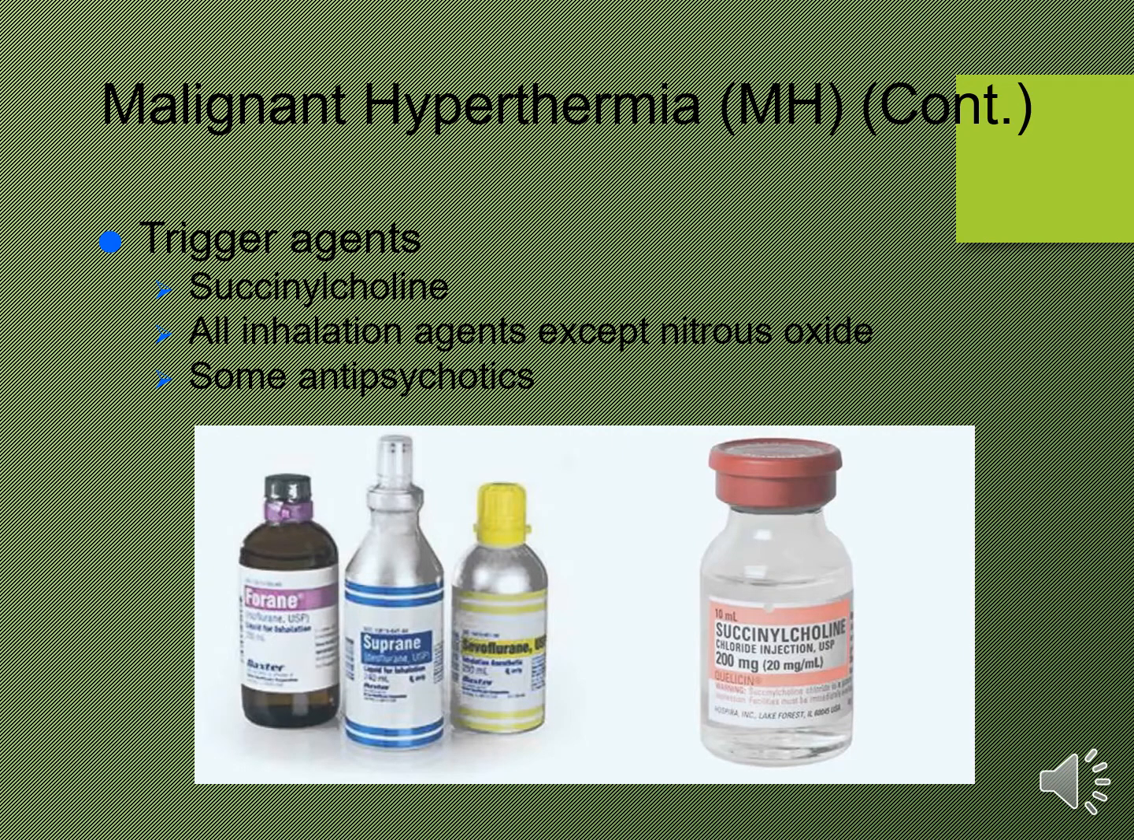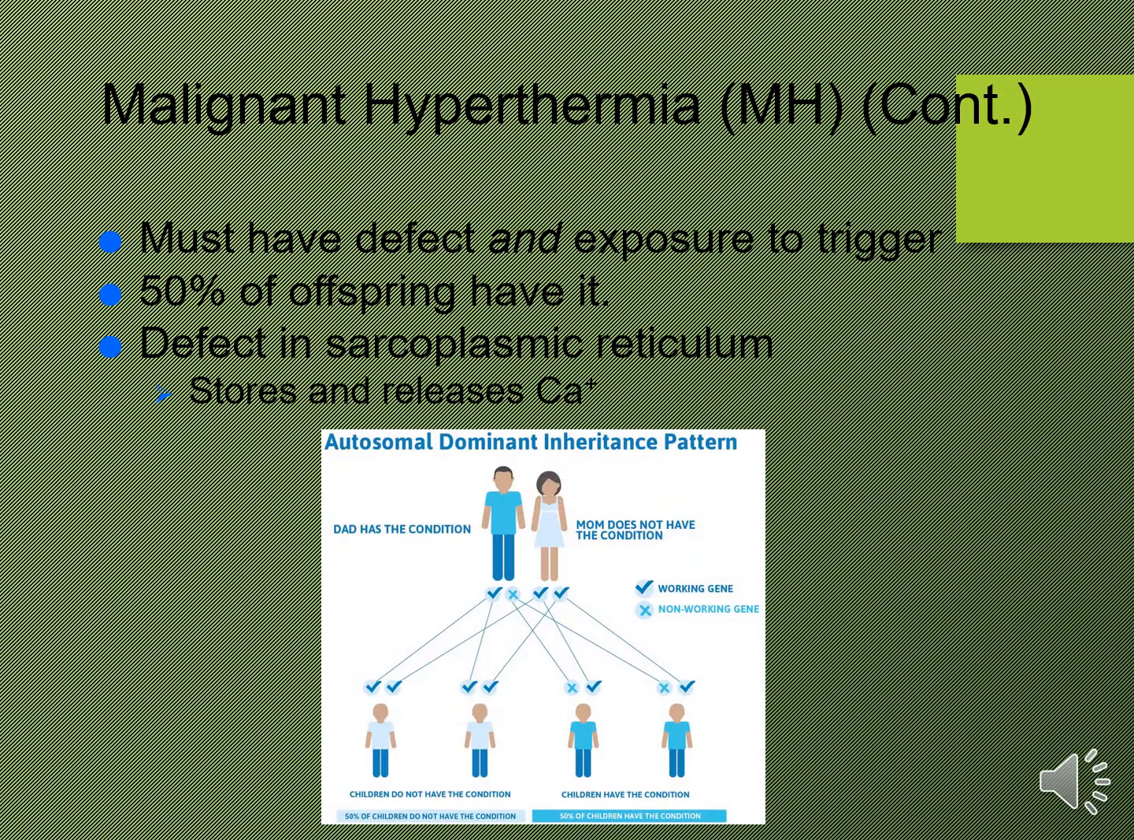The triggering agents of MH are succinylcholine, which is a muscle relaxant, all inhaled agents except nitrous oxide, and some antipsychotics. For this disease to occur, both the trigger and the susceptibility must be present, so you basically have to have this in your DNA to be affected by these triggering agents. It is an inherited muscle condition, so it causes a hypermetabolic state in patients exposed to the triggers.